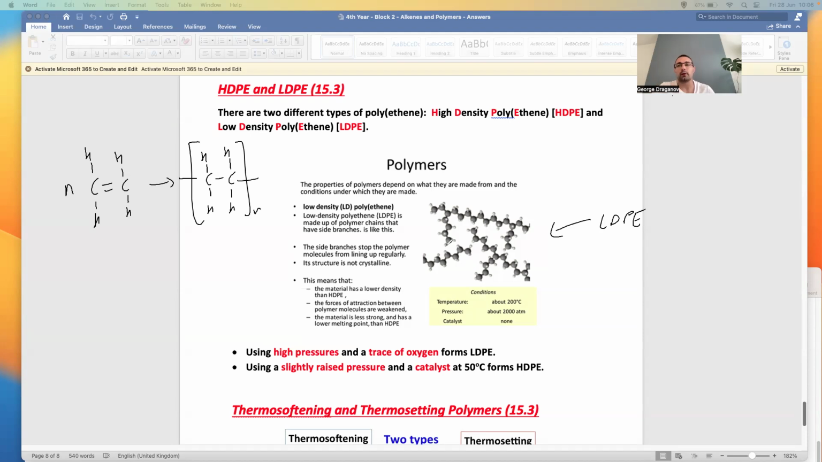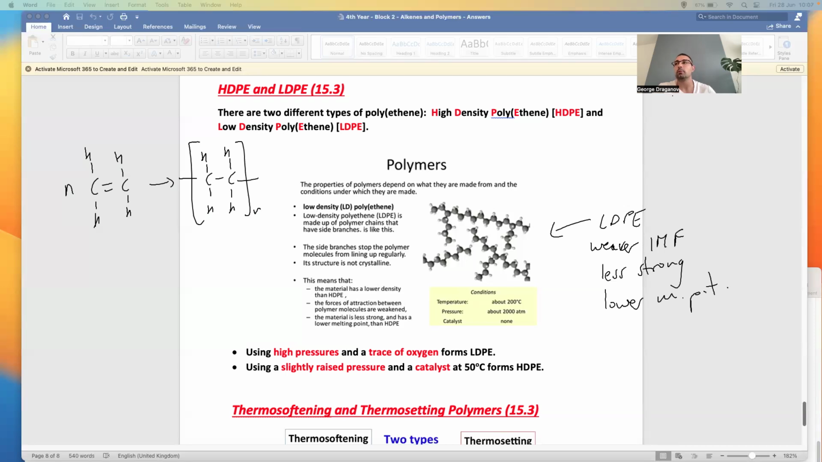If it doesn't pack as closely together, the forces of attraction between the molecules are weaker. So it has weaker intermolecular forces between the chains. So it is less strong. And it has a lower melting point because less energy is needed to separate these weaker forces. It has weaker intermolecular forces.